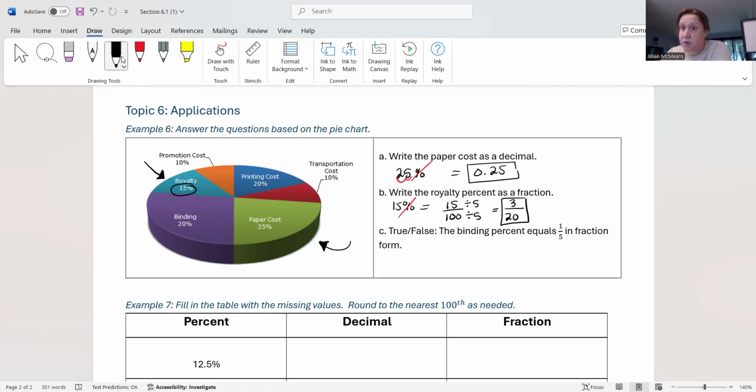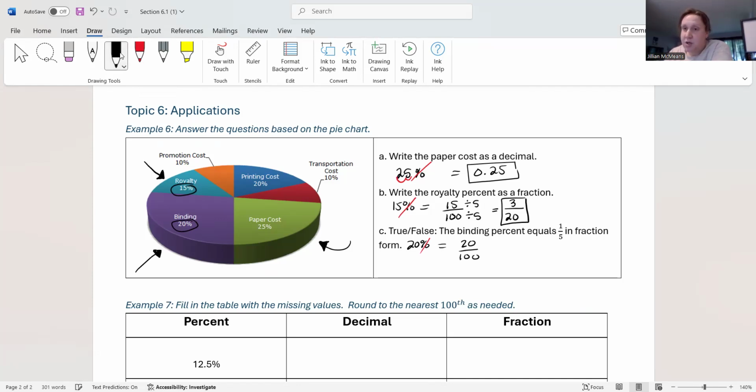And then part C is a true-false question. It says the binding percent equals 1/5 in fraction form. Well, let's see. So we can see here that the binding percent is this purple pie piece, and the binding percent is 20%. So we're going to take 20% and we're going to write it in fraction form, and we're going to see if it really does equal 1/5. So we drop the percent symbol, and then we put 20 over 100.